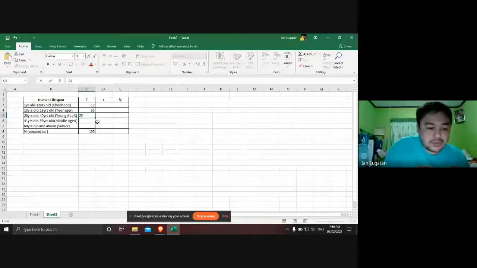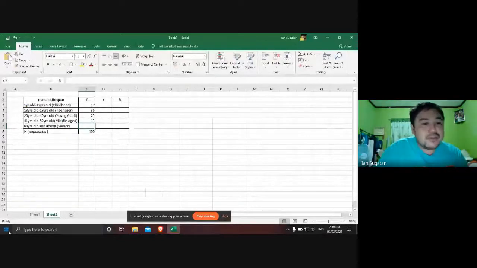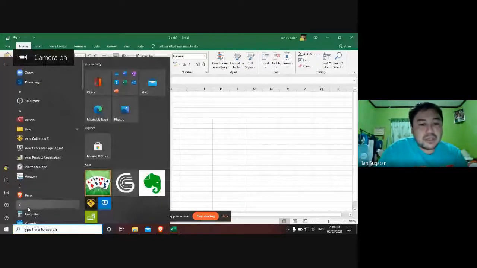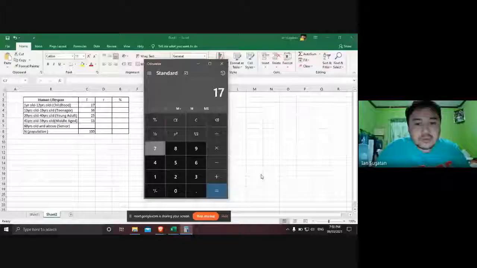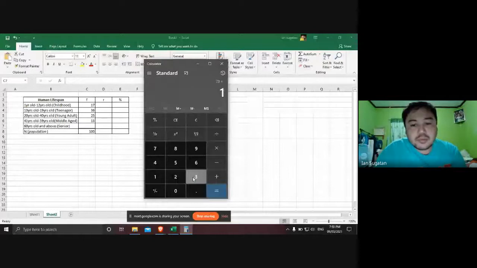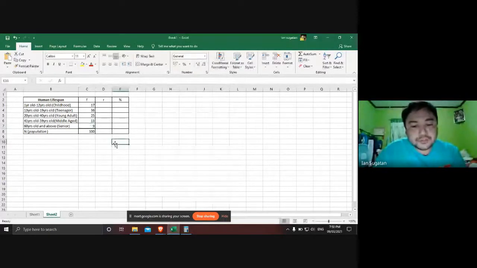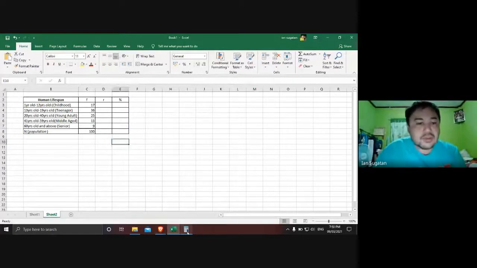And then 25 also. About 13 middle age. Okay, so let's use the calculator to compute this. Okay, so we have 17 plus 36 plus 25 plus 13 is equivalent to 91. So minus 100, 9 na lang. So there is a 9 that's left. Okay, for this to be 100.